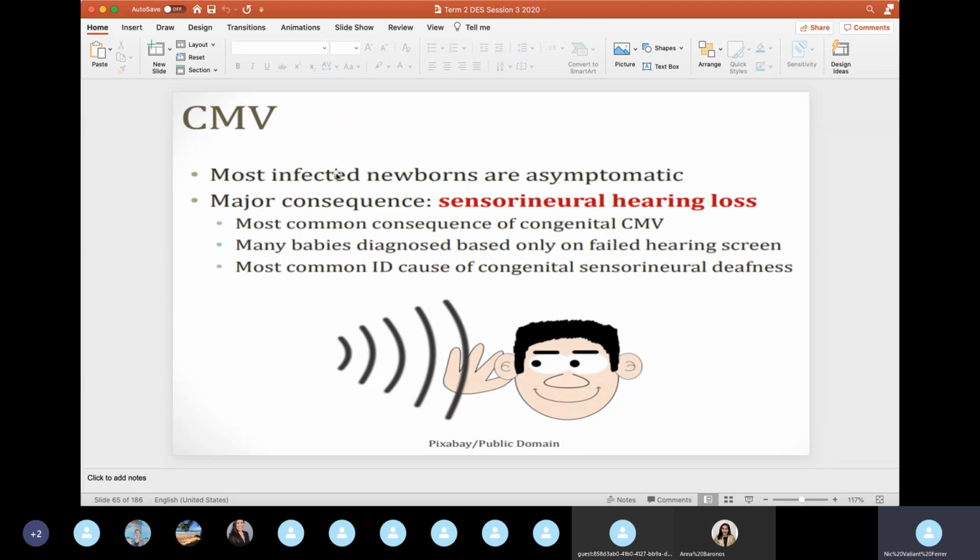CMV, cytomegalovirus. When I say CMV, you say sensorineural hearing loss. What's the difference between conductive hearing loss and sensorineural hearing loss?